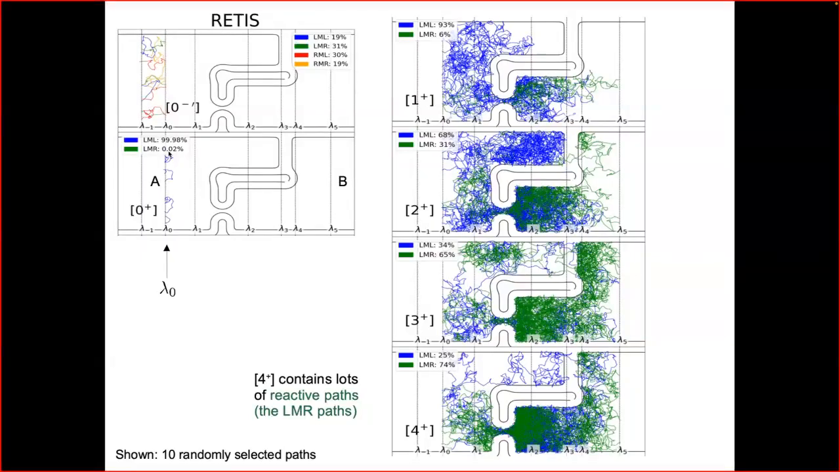From this example, we can understand that by using transition interface sampling, we can generate ensembles, and in the high ensembles, we will have a very high likelihood to be reactive. And this allows us to actually see those reactive paths and get some statistics on them.